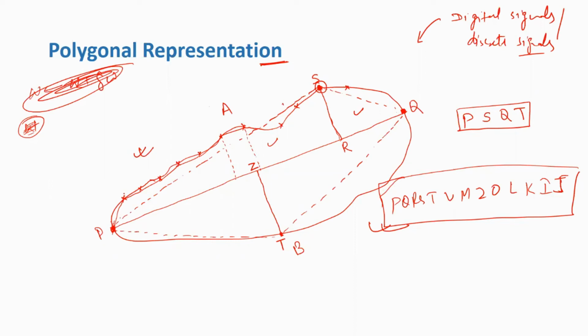Similarly, the individual vertices or small segments we have, say M, N, O, U, V, X, different vertices we will be having: P, M, M, N, N, O, O, U, U, V, V, X, like that. So different vertices will also give you some boundary features. These small segments will also tell you something about the shape of the figure or image. So this is called polygonal representation of any given input signal in the form of images.